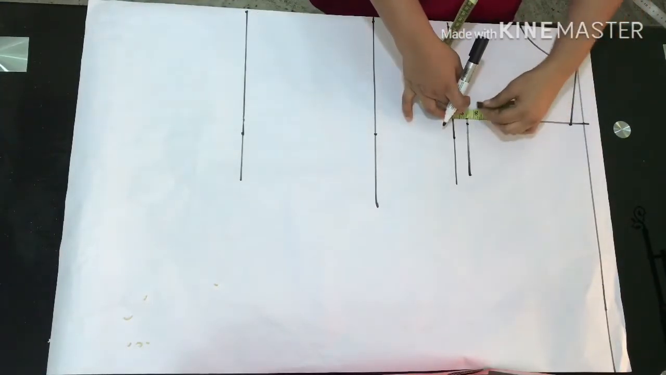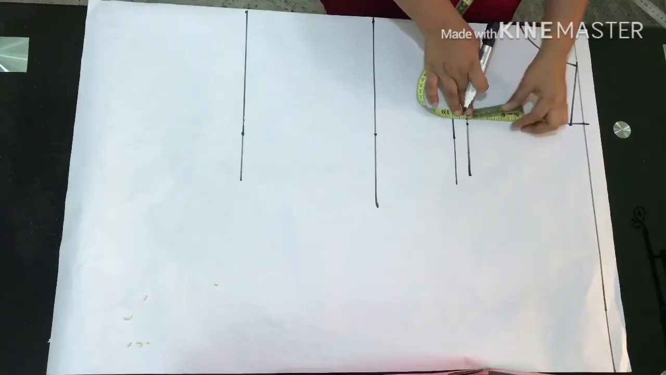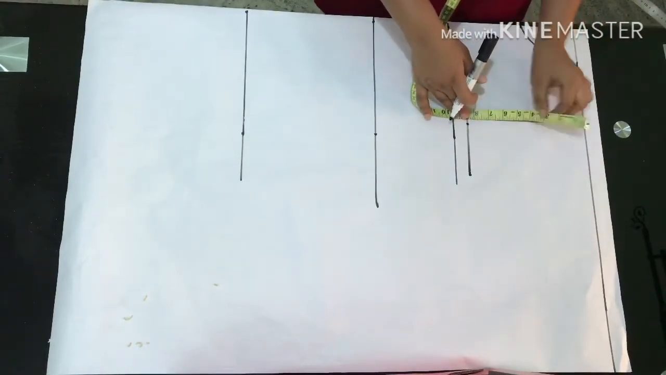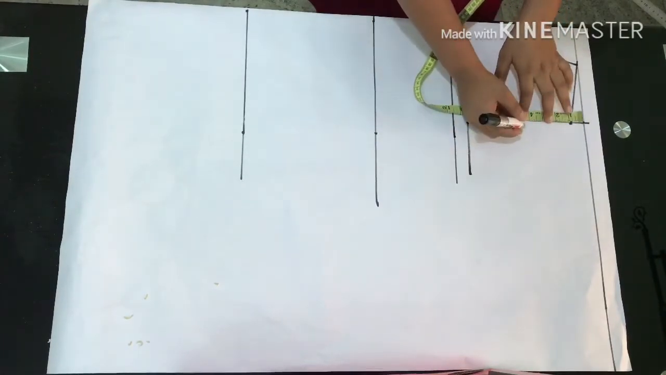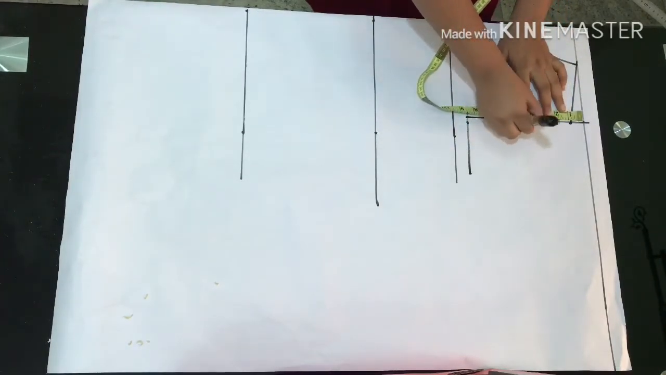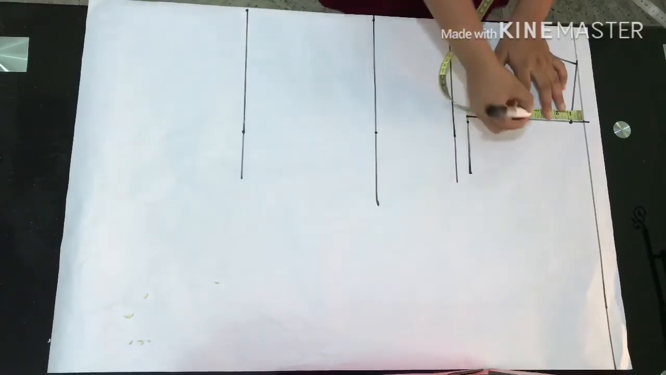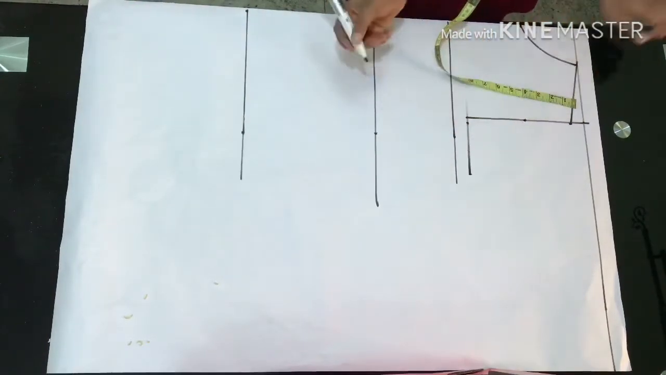Now divide 8.5 inches by 2 again. That is 4¼ of an inch. You go to that part where you have 4¼ of an inch and you mark it. Okay, so this is going to be our midpoint.